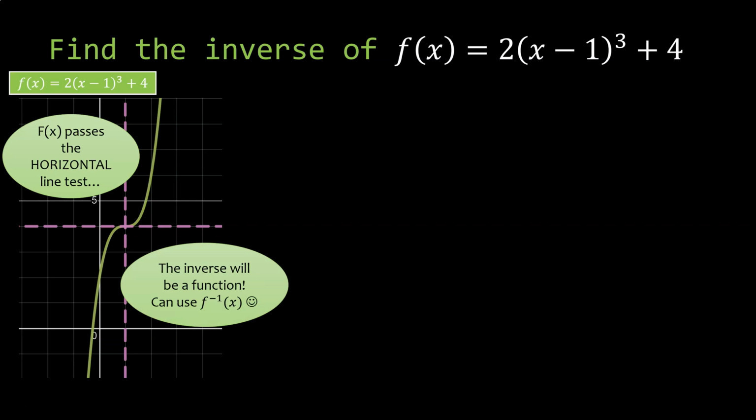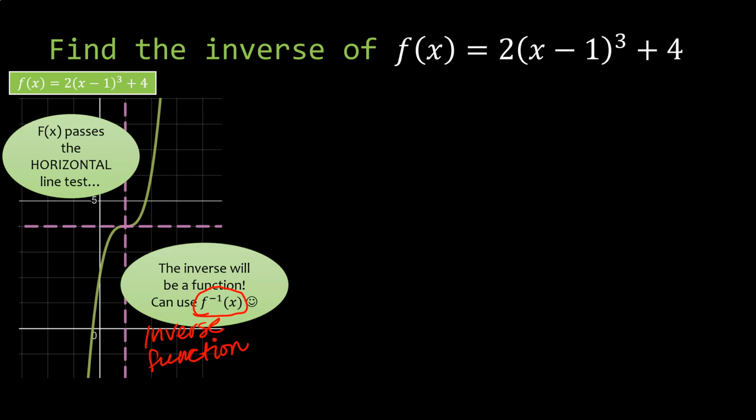And we can use function notation. This is function notation for inverse. That is inverse function, f inverse of x, not f to the negative 1. Okay, that is the notation for an inverse function of f of x. All right, so let's go find it algebraically.